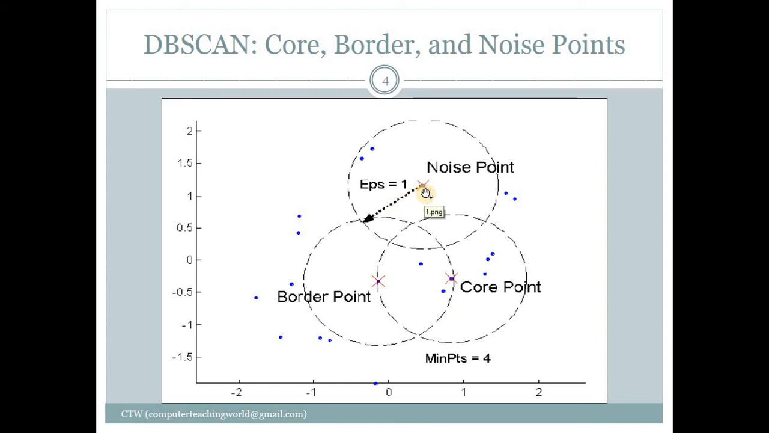Now if we take this example and draw a circle with radius R, we can see there are 2 points inside the circle. That is less than the min points, so it cannot be a core point. But these 2 points are not core points either, so this is not a border point also. So we call this point a noise point.